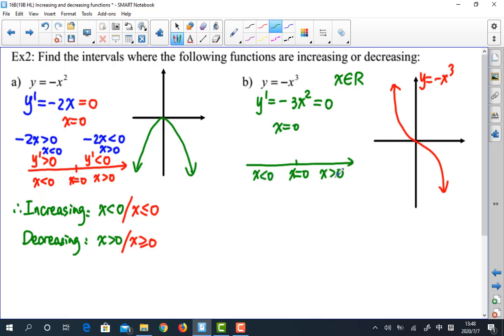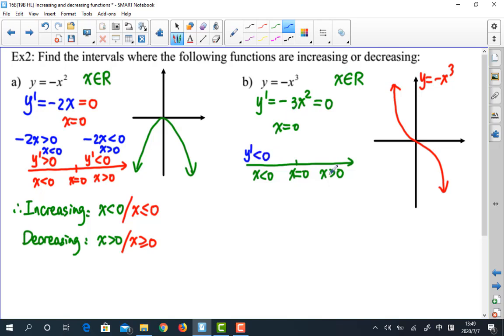X is less than 0, x is greater than 0. And this domain also is all real numbers. That's the reason why I can have x is less than 0, x is greater than 0 on the domain. So when x is less than 0, you pick up any x value to determine the positive sign or negative sign of the first derivative. So for example, x equals negative 1. Let's plug in. Negative 1 bracket squared is always positive times negative 3.